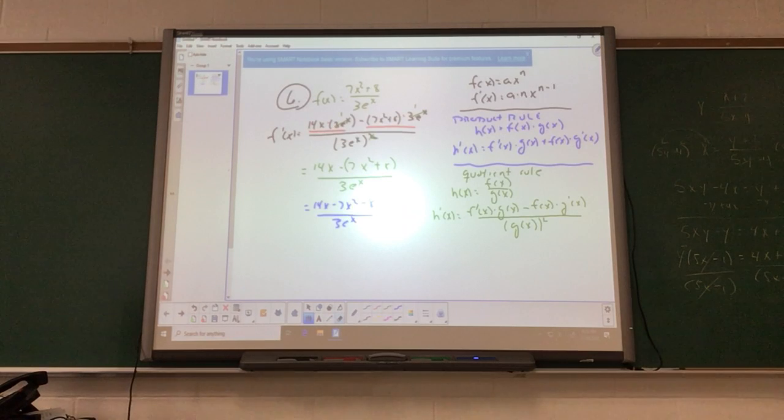Other questions? Let's take a look at number 11 or 12. Determine a location where the tangent line or lines are horizontal.